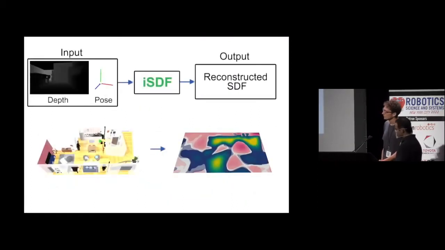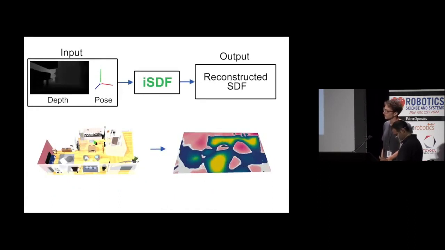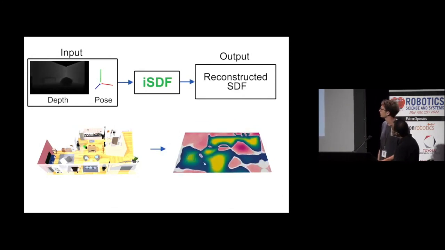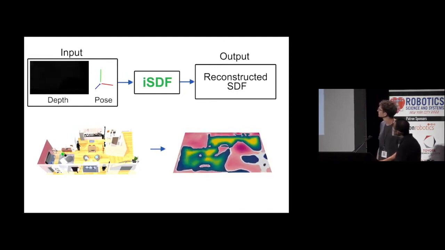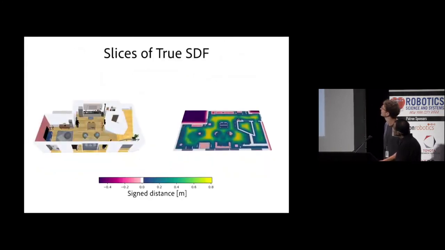In this work, we're tackling the problem of reconstructing signed distance fields in real time. We show the inputs here on the left, the depth and pose of a camera moving live in an environment. And on the right, we show the output, the reconstruction of the signed distance field. This reconstruction is produced by training a neural network in a continual learning manner.